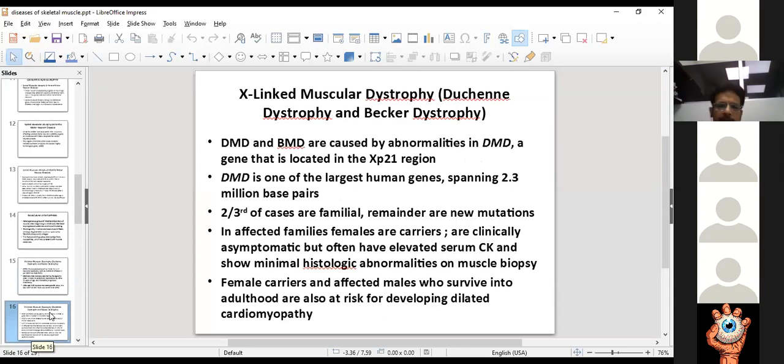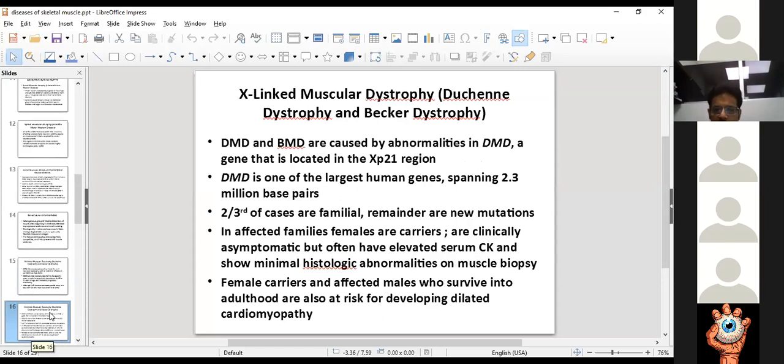Both Duchenne's and Becker's muscular dystrophy are caused by abnormalities in the Duchenne muscular dystrophy gene, which is located on X chromosome, region 2, short of region 2, band 1. Duchenne's is one of the largest human genes, spanning 2.3 million base pairs. And I'll come to this in the end, why this is important.